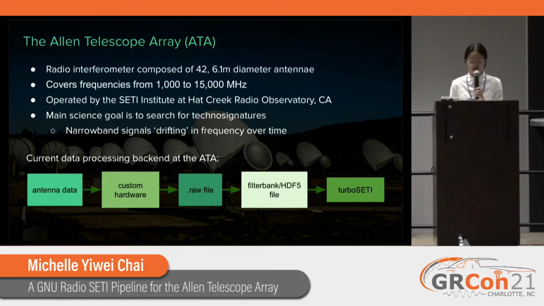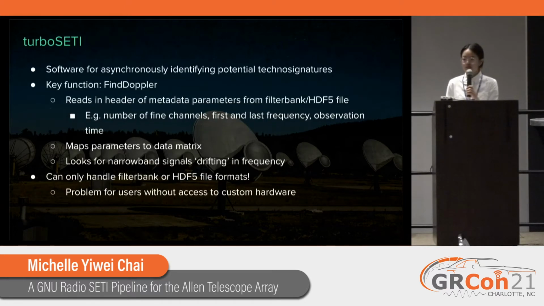Currently the data processing backend of the ATA will take in antenna data and pass it through custom hardware to produce a raw file, which is then turned into a filterbank or HDF file, which is then analyzed through a software called turboSETI. turboSETI is a software for asynchronously identifying potential technosignatures. The key function which does the searching is called find Doppler.